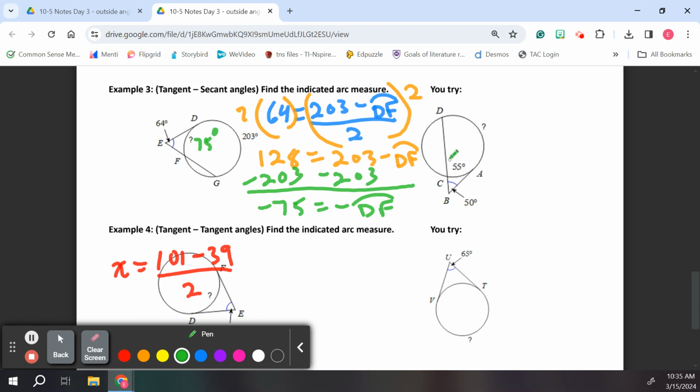Now try the next one on your own, but if you look here, you have the small arc, not the large arc. Okay, so DA is 55 is being subtracted from DA. Give it a shot.